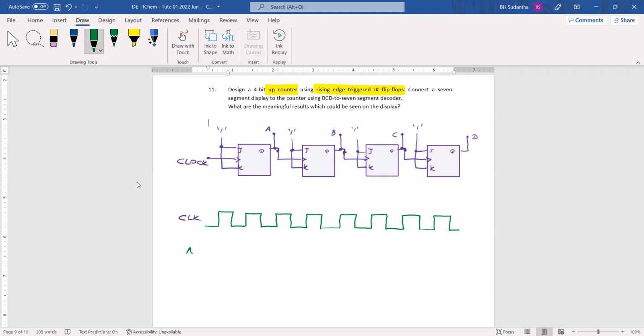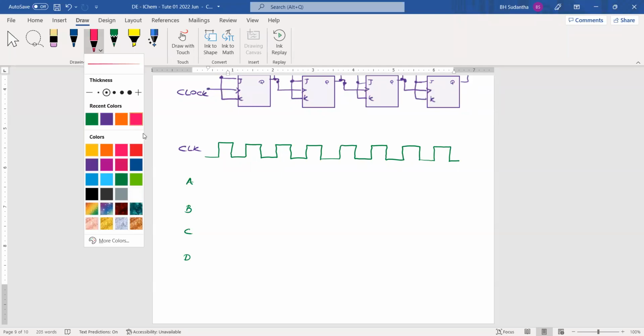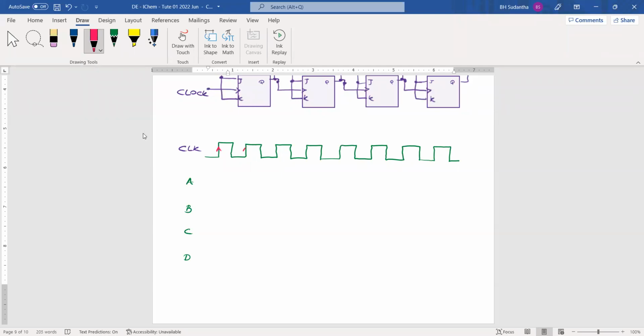And for A, B, C, D, we can draw this one. Initially, we can assume all A, B, C, D outputs are at 0. And this is a rising edge triggered flip-flop. Because of that, flip-flops will be triggered at these rising edges. Then according to the clock input rising edge, A will be triggered.